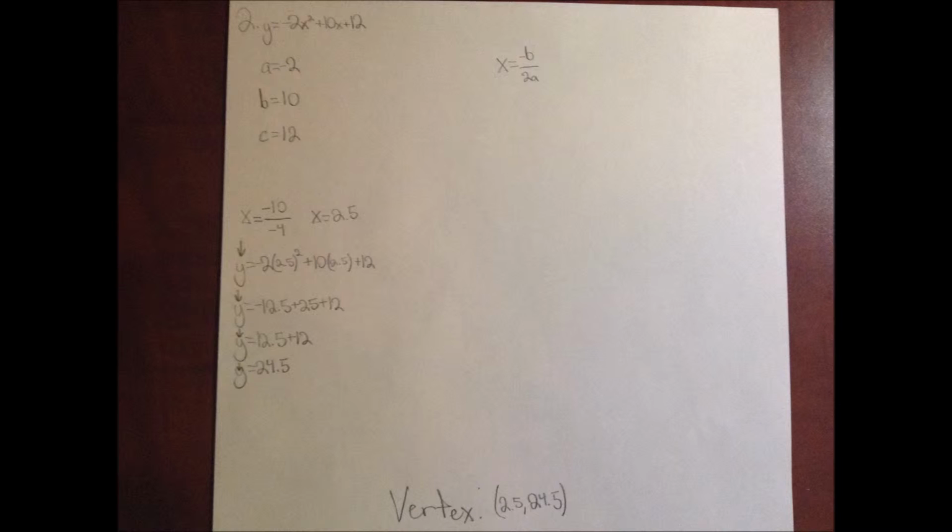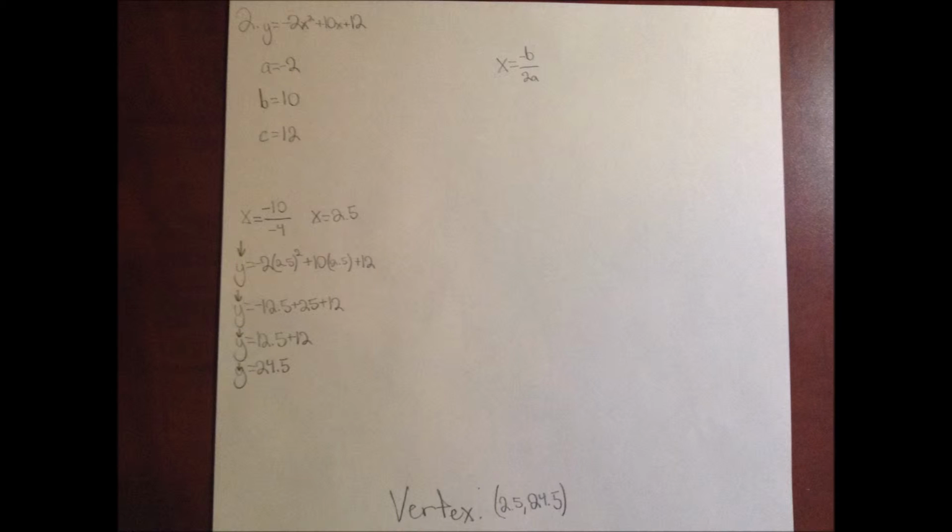Alright, now to start off, we have negative b over 2a, so we can find x, which would be negative 10 because b is 10, over 2 times negative 2, which is negative 4. So x equals negative 10 over negative 4. And once done, x equals 2.5.